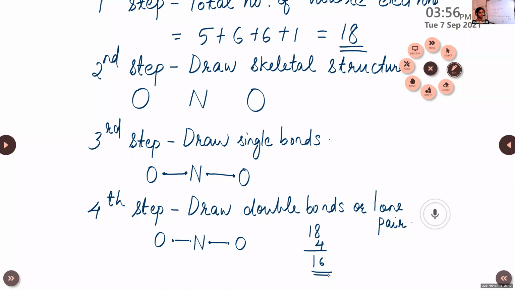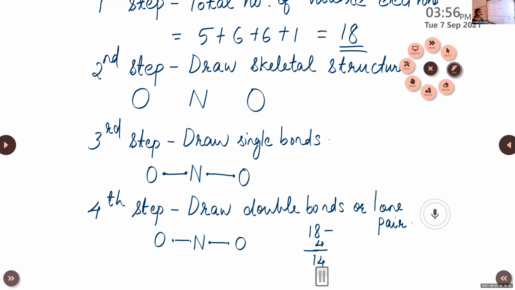Aditya, any doubt? Yeah. No. Okay. So in the case of these single bonds, 2 electron pairs are already shared. So we can deduct 4 electrons from 18. Then it will be 16, right? Then the remaining 16. Okay. Thank you.